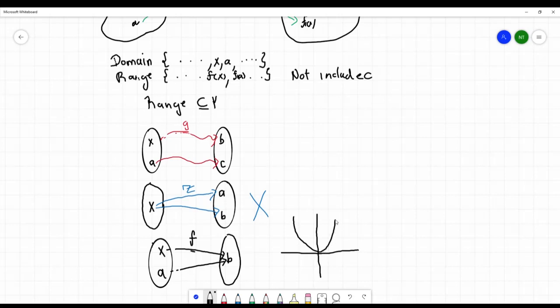Y is equal to x squared. This simple function here, y is equal to x squared. If I put minus 2 here, it'll map to 4, and if I put 2 here, it'll map to 4. So there are two elements, minus 2 and 2, that map to the same element, which is 4, right? For that reason, this is a function. This is a valid function. Two elements could map to the same element in the range.